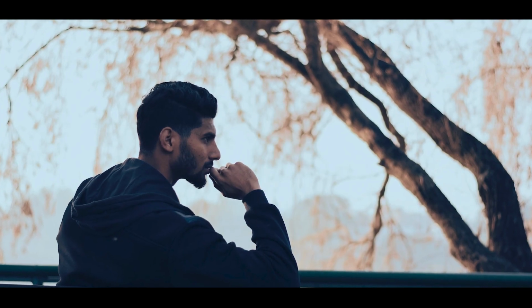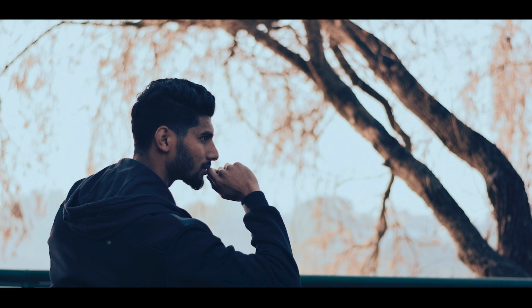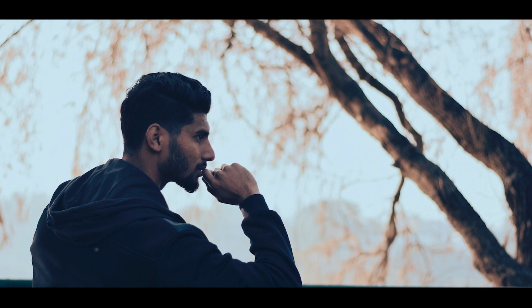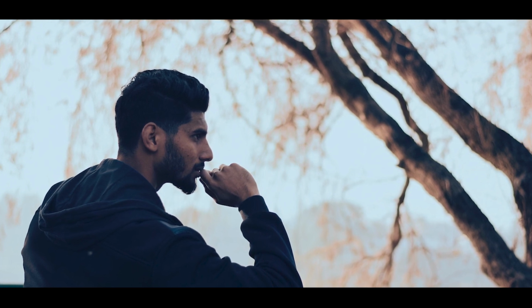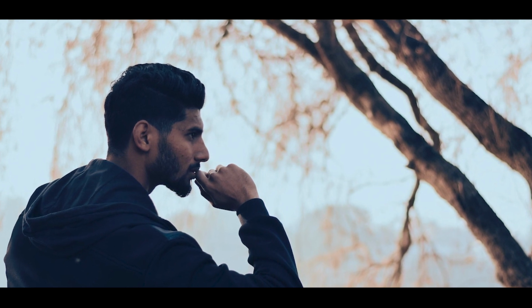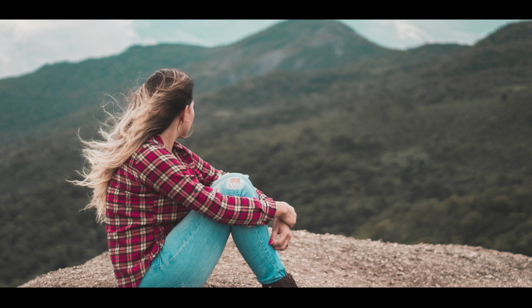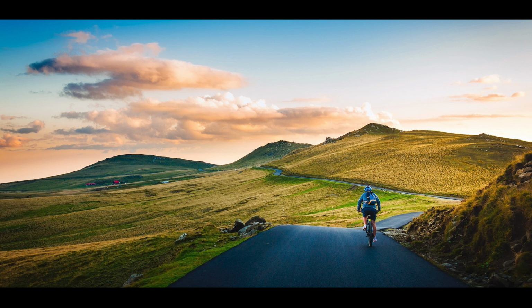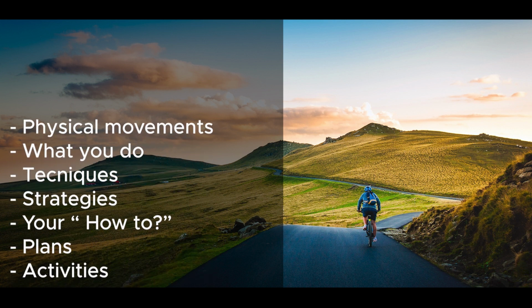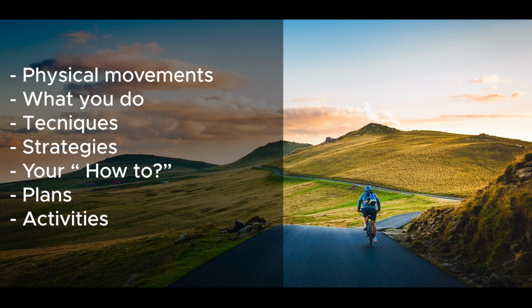So again, you have your thinking side, and some words to describe that are thoughts, thinking, desires, dreams, goals, attitude, mental processes, objectives, vibration, intention, energy, and your why. That side deals with how you think, how you process, your thinking and your emotions. And then you have the action side of the training balance scale, which deals with physical movements, what you do, your techniques, your strategies, your how-to, your plans, your activities. This side deals with your physical actions of what you do.